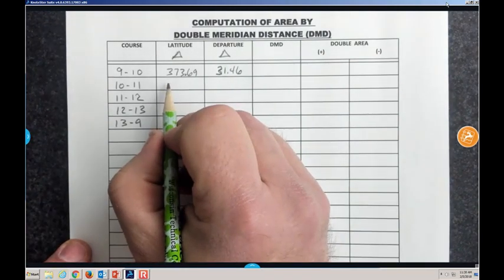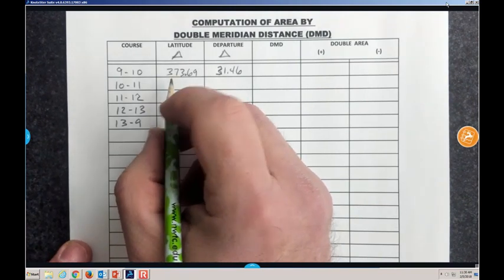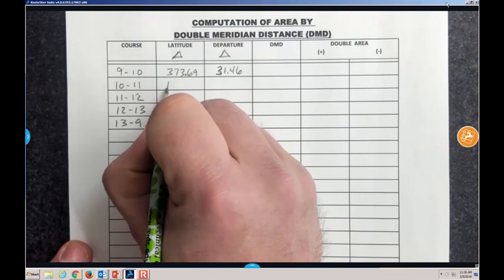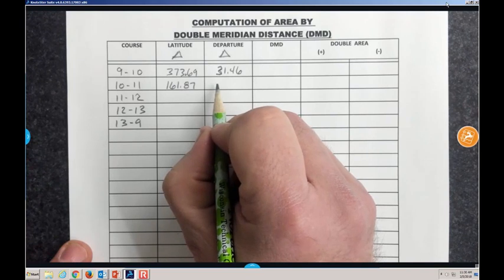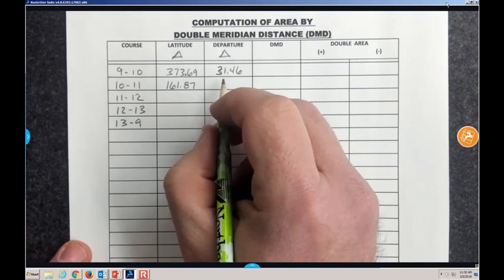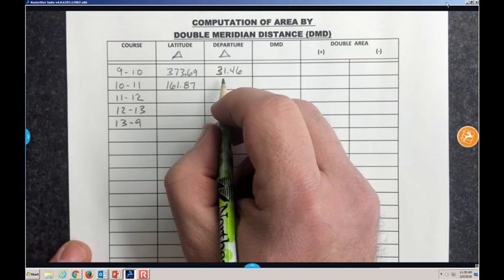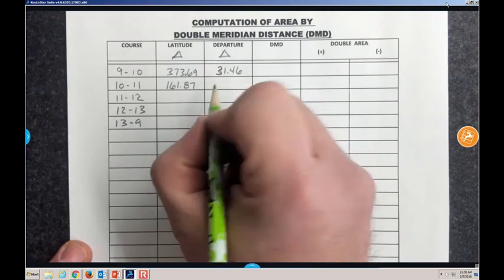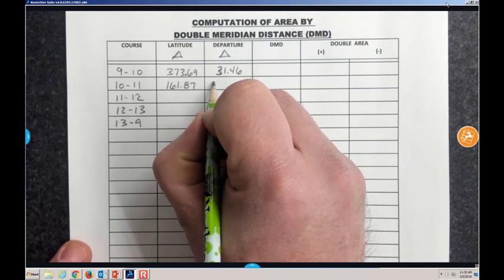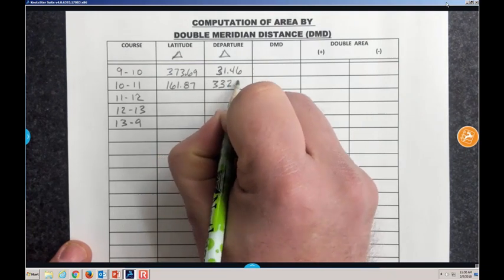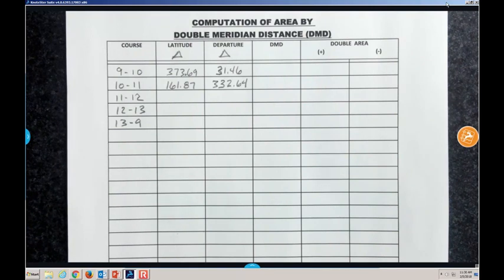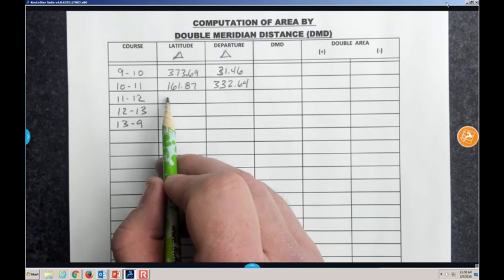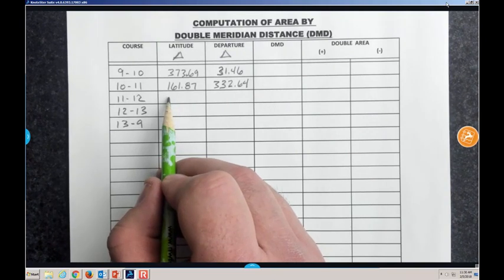How about from 10 to 11? The change in latitude: 161.87. How about the change in departure? 332.64. Okay. Those are 4.